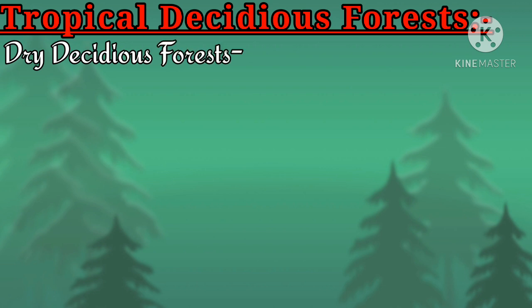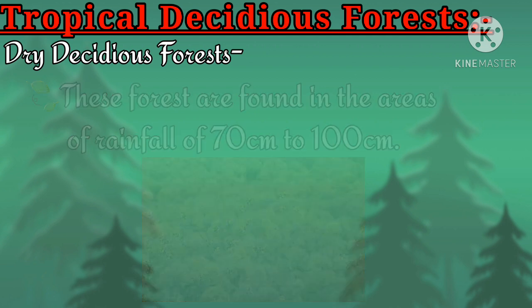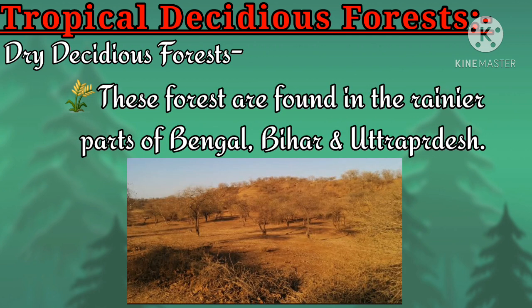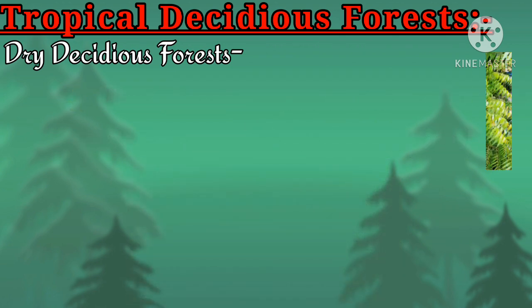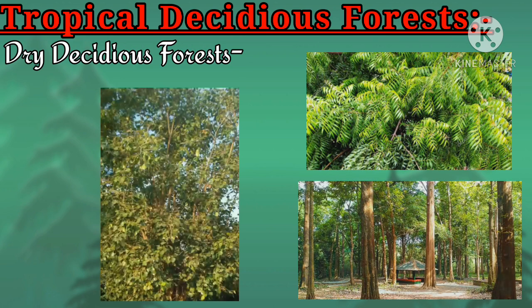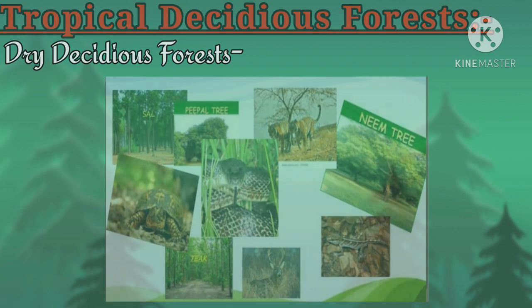Dry deciduous forests are found in the areas of rainfall of 100 cm to 70 cm. These forests are found in the rainier parts of Bengal, Bihar and Uttar Pradesh. These are open stretches for trees like neem, teak and peepal. Animals like lion, elephant, tiger, pig, lizards, snakes, tortoise and a huge variety of birds are found here.